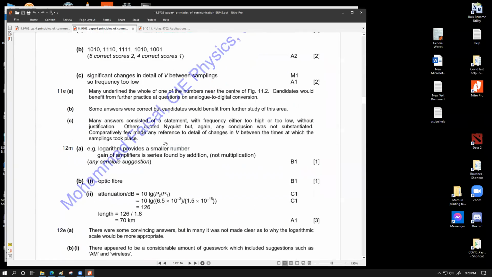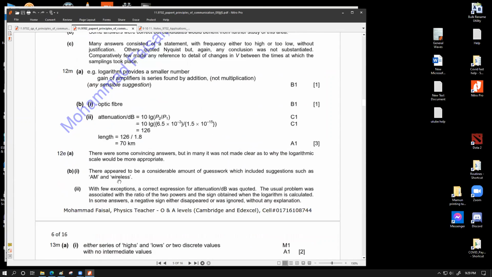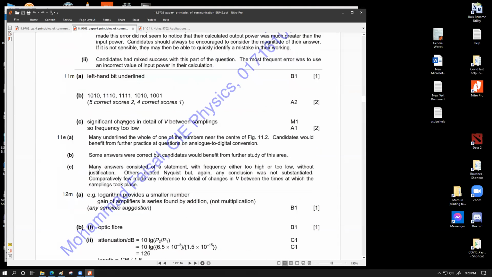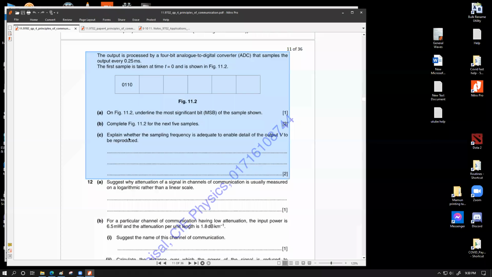On option C, what we have is 11C: significant changes in detail of V between samplings, so frequency too low. Let's read the question one more time. Explain whether the sampling frequency is adequate to enable detail of the output V to be reproduced. So the question is asking whether the sampling frequency that we have is adequate to enable detail of the output V to be produced.